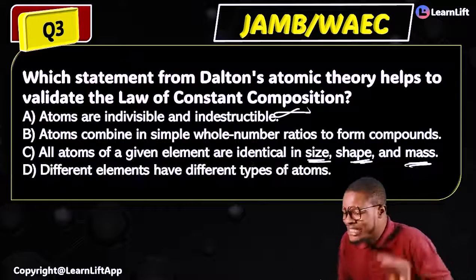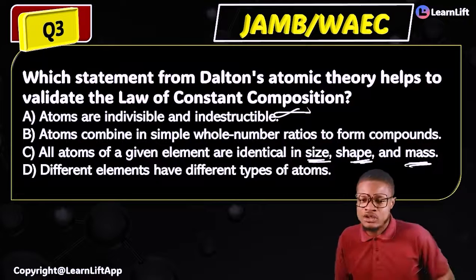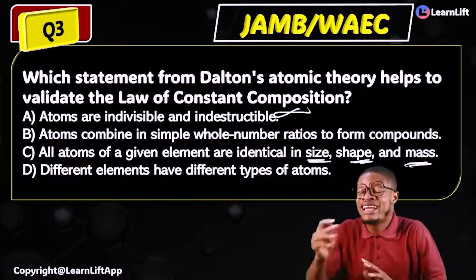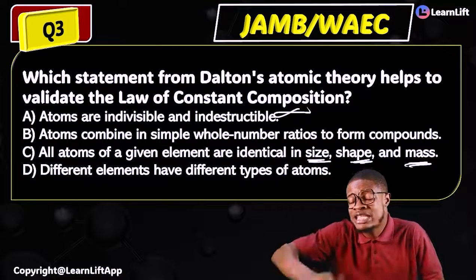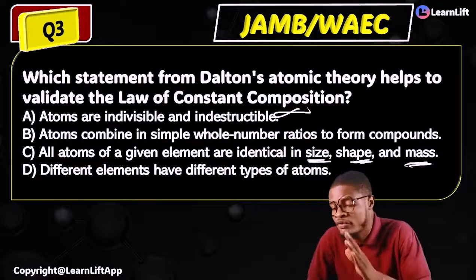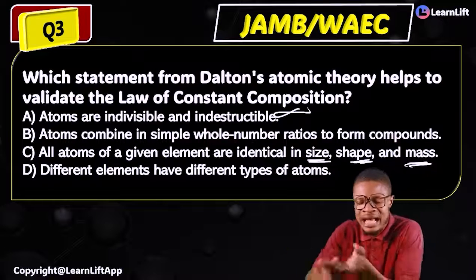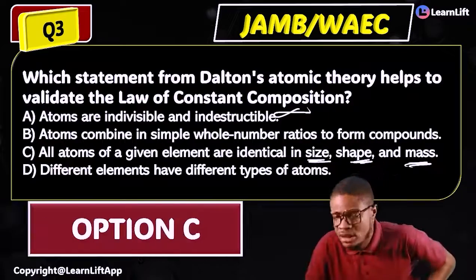Option D says different elements have different types of atoms. That's not where we are going. Which statement from Dalton's atomic theory helps to validate the law of constant composition? The statement that validates it is that all atoms of a given element are identical in three things: size, shape, and mass. That makes option C the correct answer.